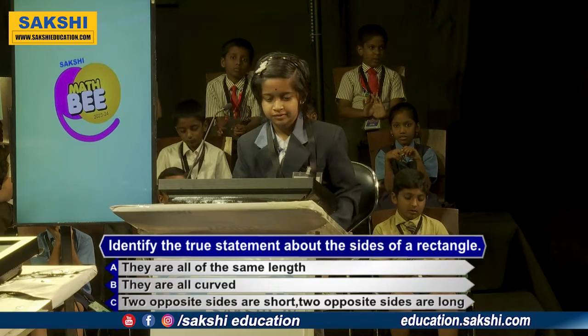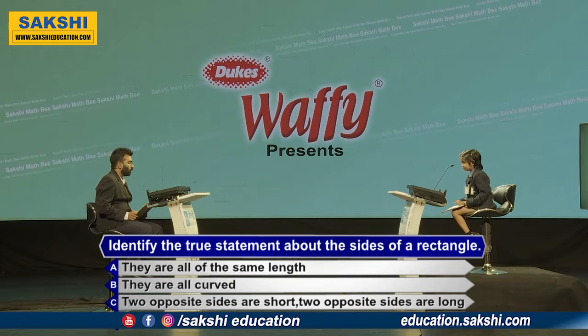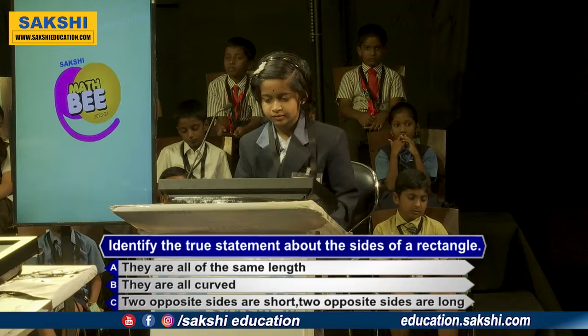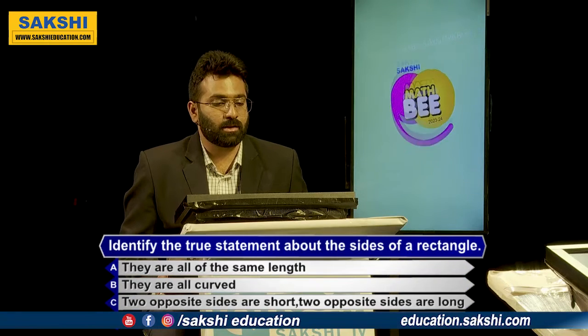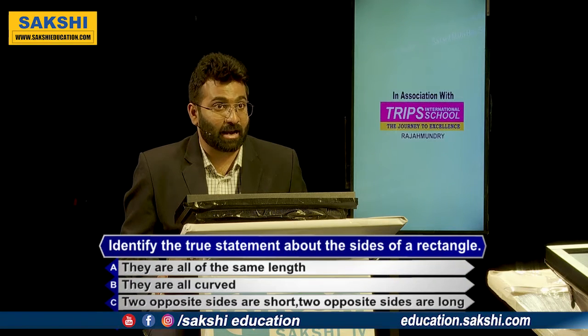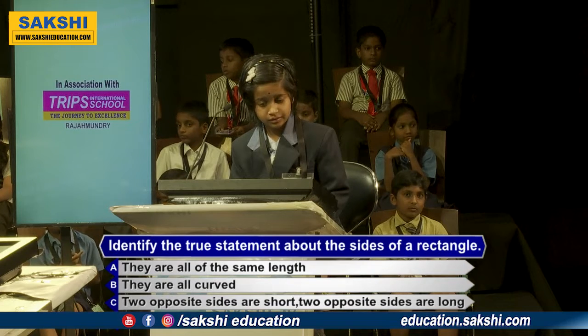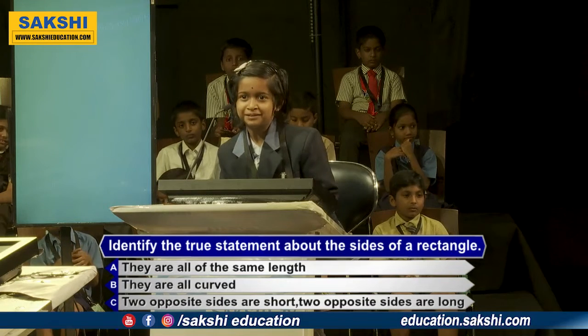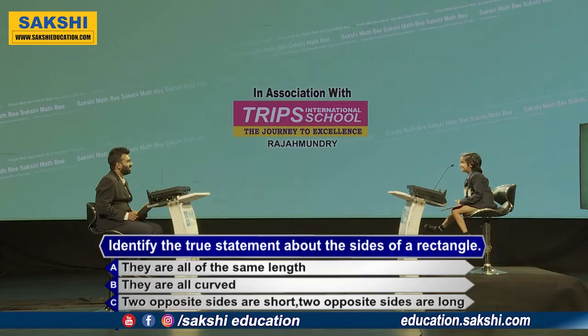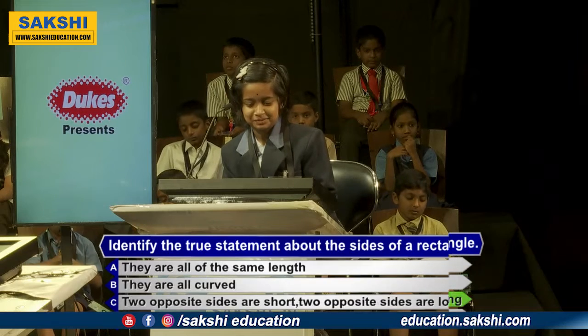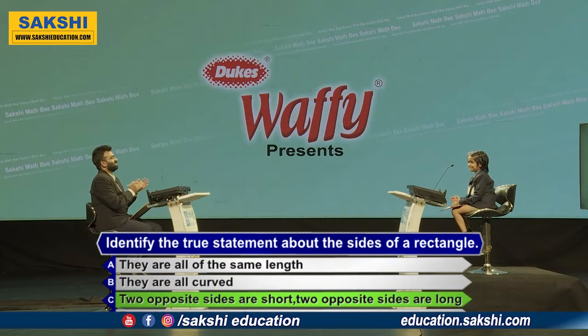They are all curved. 2 parallel sides are short. 2 opposite sides are long. 2 sides are curved. True statement about the sides of a rectangle. Option C. Are you sure, dear? Yes, sir. Please lock option C. The right one, dear.